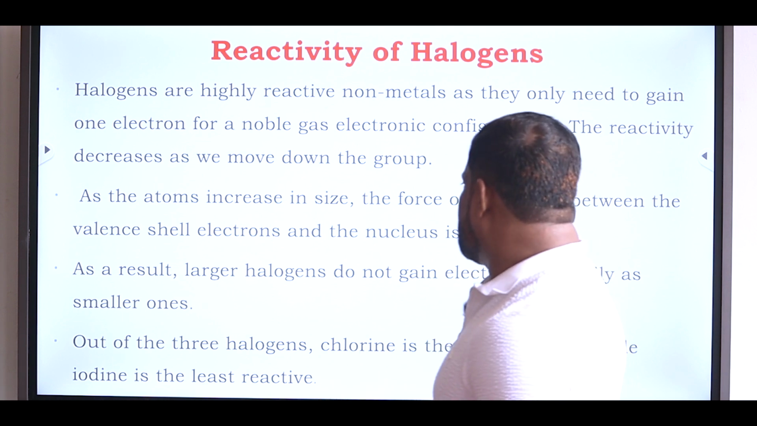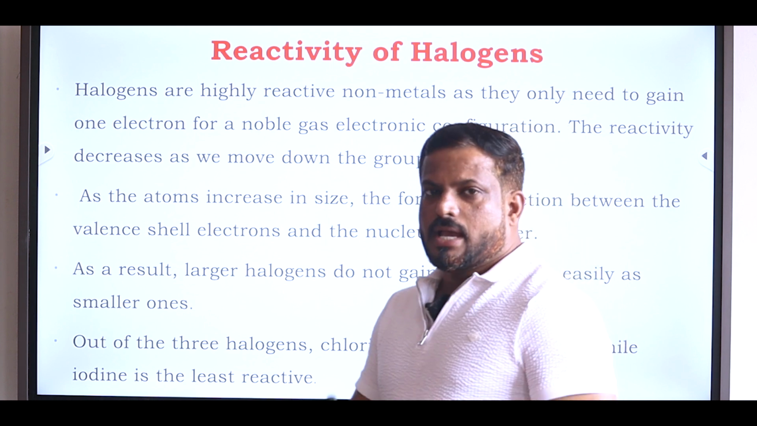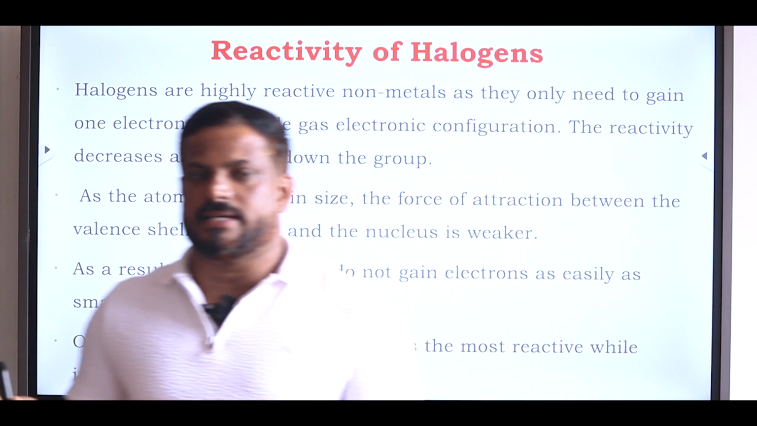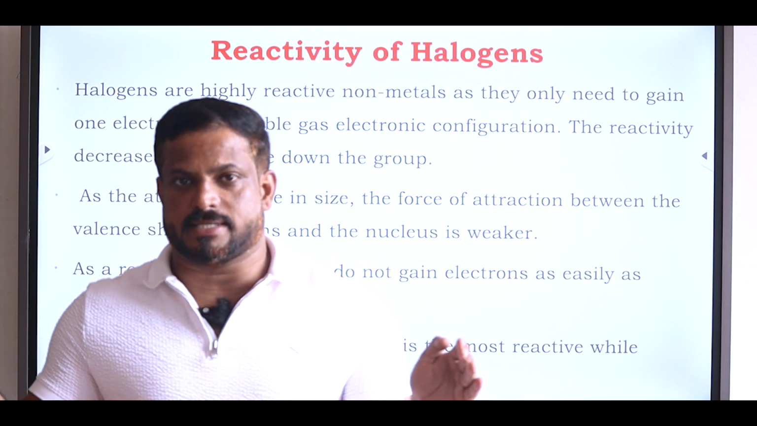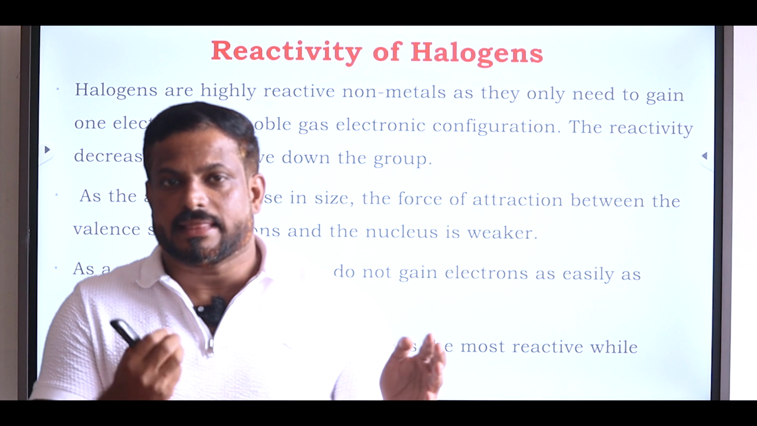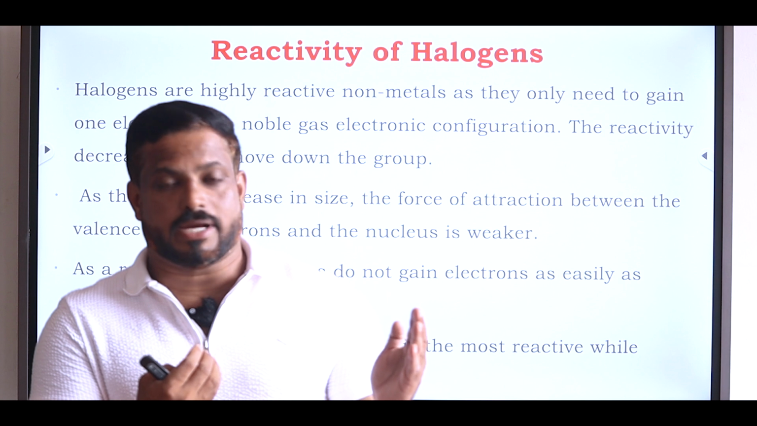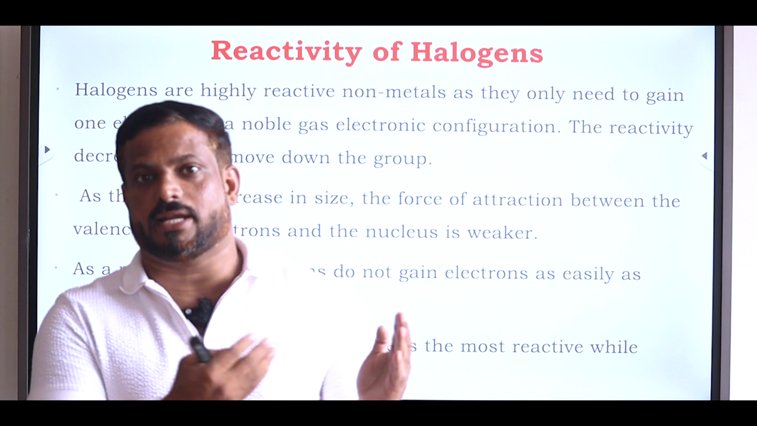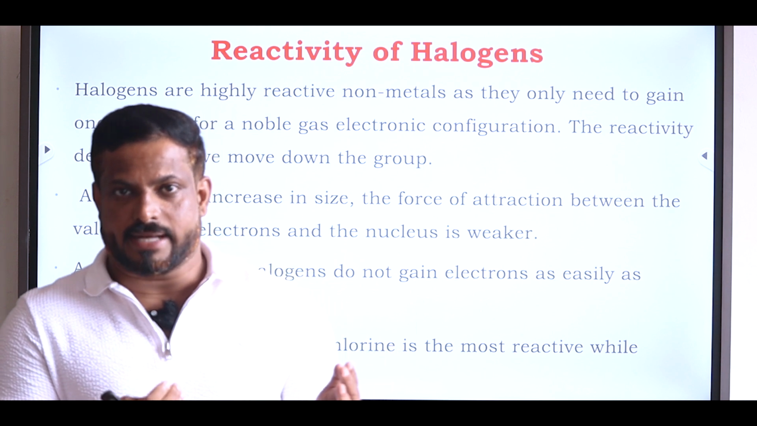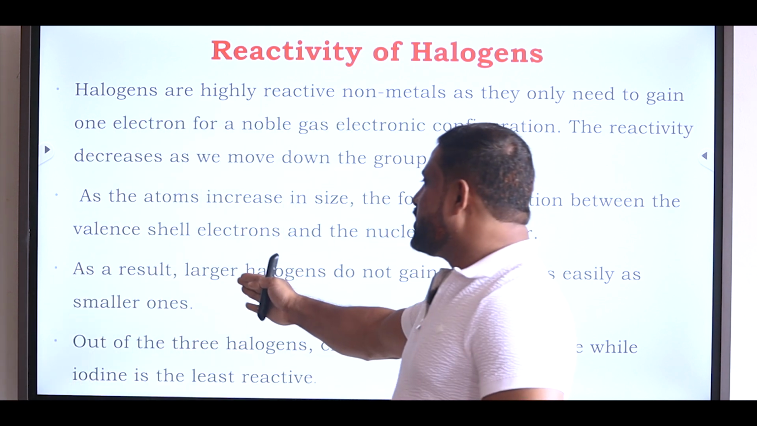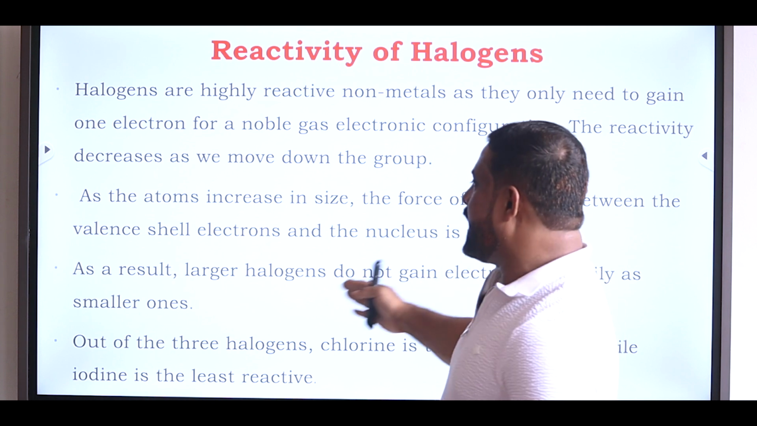Larger halogens do not gain electrons as easily as smaller ones because when we increase the size, the number of shells increases, and the effective nuclear charge is not much effective to hold or accept the newly coming electrons from other atoms. They are not that capable to accept. As a result, larger halogens do not gain electrons as easily as smaller ones.